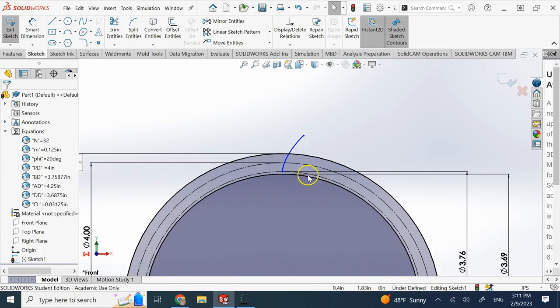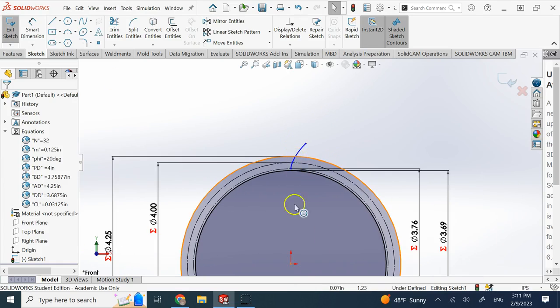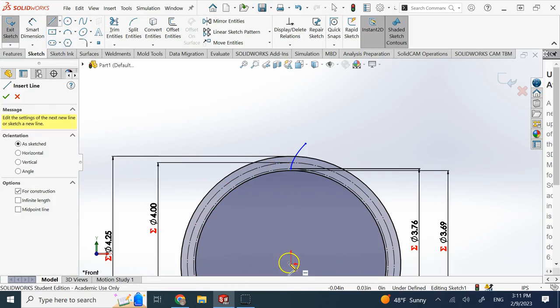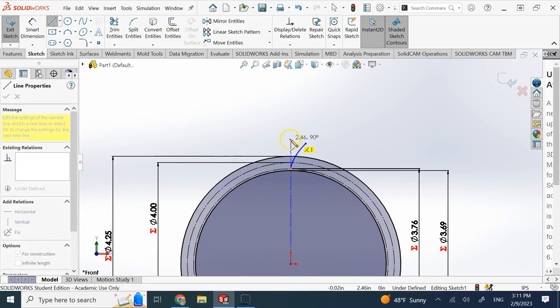Now, the next thing you need to do is rotate this about the origin, some angle, to bring it to the left side of this vertical axis here. And then you need to mirror that.